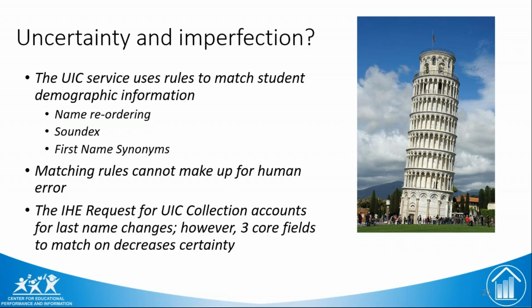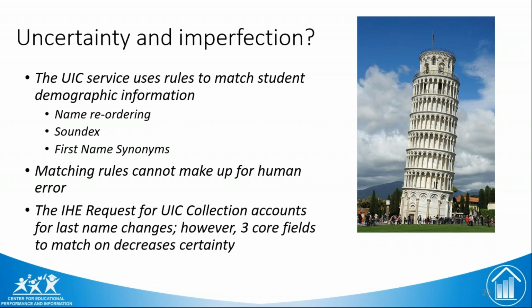And one special rule that we have built into the IHE request for UIC collection is last name changes. We realize that there are a lot of women who graduate from high school, and by the time they get into an institution of higher education, their last name is different because they've gotten married. Our UIC system is able to accommodate those types of changes just because it is unique for colleges and universities.